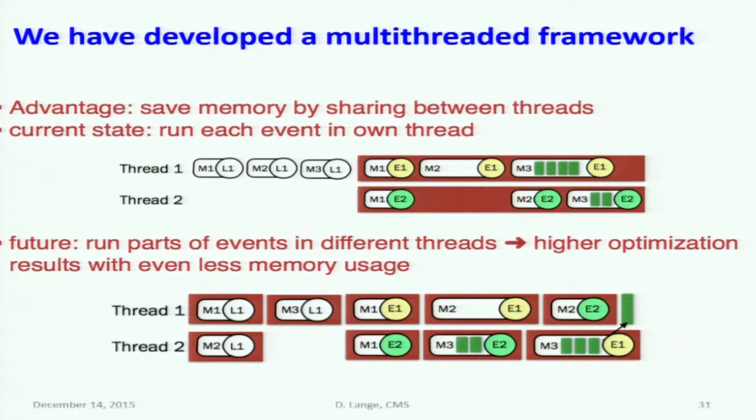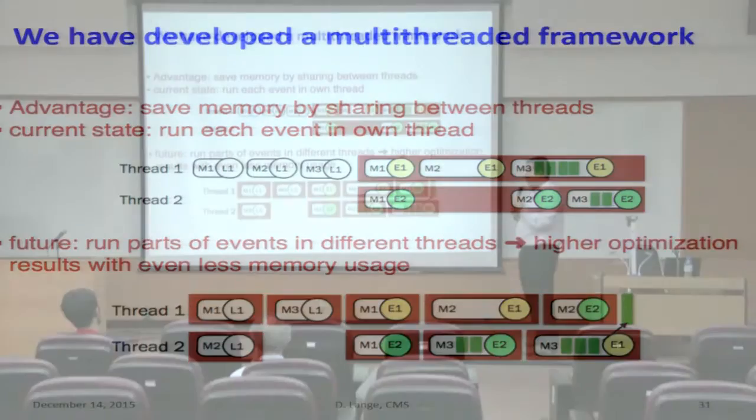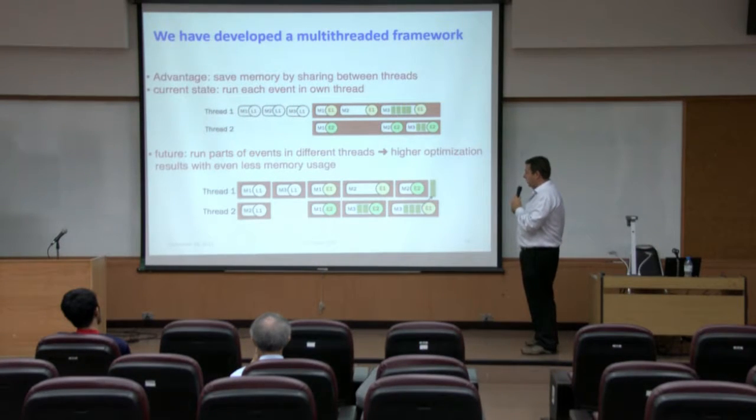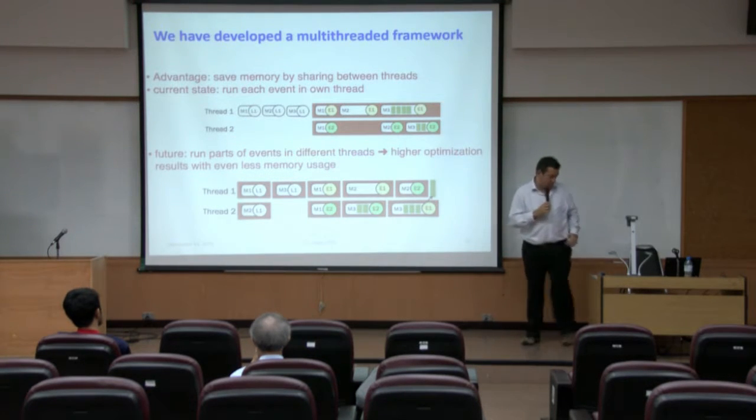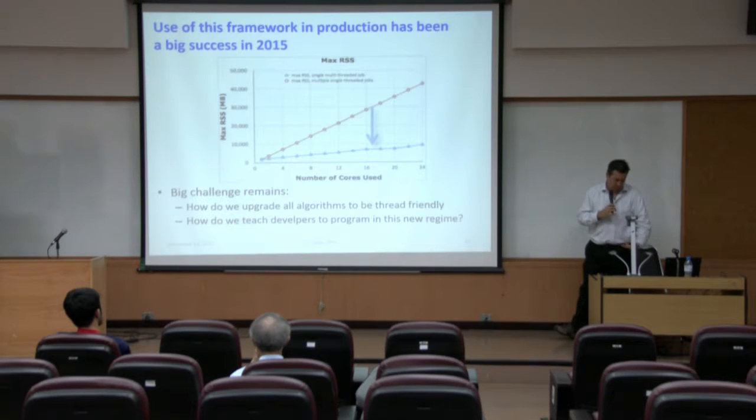Of course, where we're going, which we'll get to essentially in a year or so, is that we'll be able to run parts of events on different threads. The real point of that is that scheduling gets easier, and the framework has more flexibility in scheduling, so you're not bitten by Amdahl's law. You can scale up to a higher number of threads and still use your CPUs efficiently. So the next slide just shows where we are now.